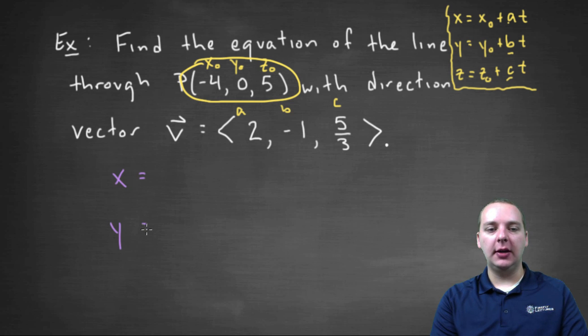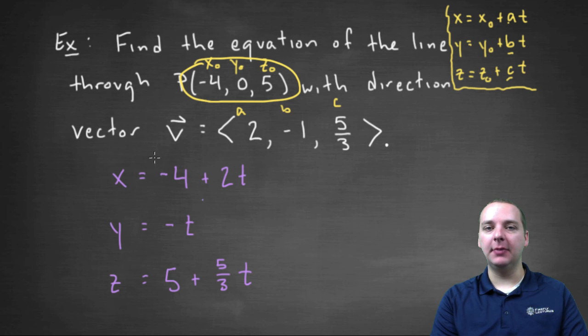So we have x, we have y, we have an equation for z. So the x would be x naught plus at, so negative 4 plus 2t. The y would be y naught, which is 0, plus bt, so negative 1 times t. And then the z would be z naught plus ct, so 5 plus 5/3 t. All right, and that's it. This is more or less our answer right here.